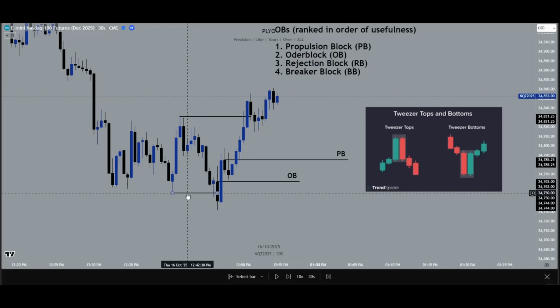Okay, your best OBs or your real OBs will come from us sweeping liquidity or delivering out of an FVG. I'm going to say that again. Your real OBs are going to come from us sweeping liquidity or delivering out of an FVG. So if we have this as a liquidity sweep, we get that swing point, then we get our prop block, we're moving up, we sweep out liquidity here.